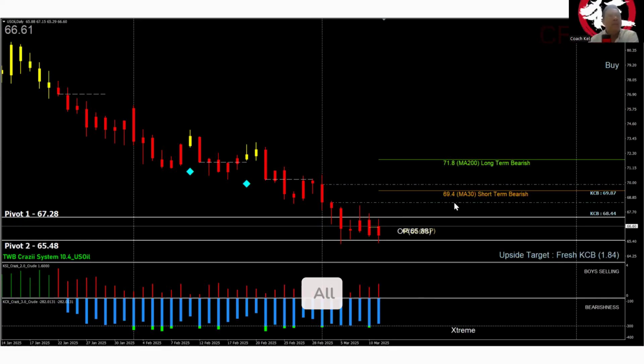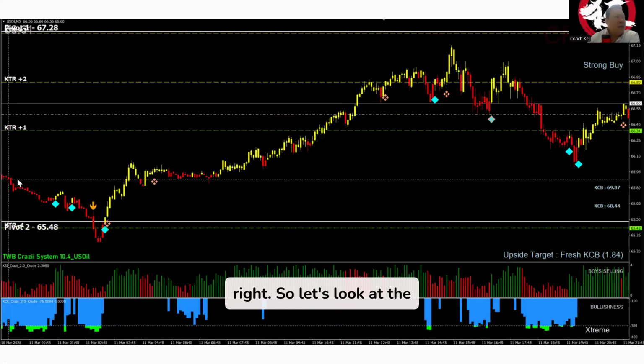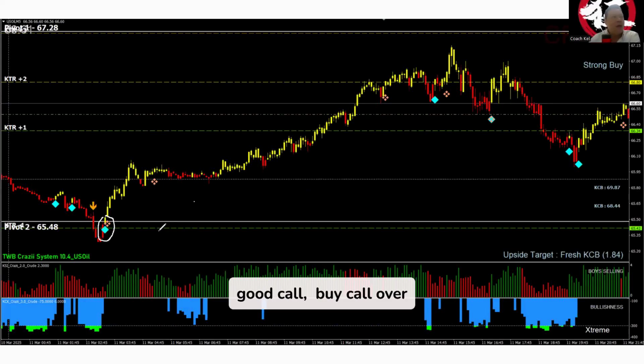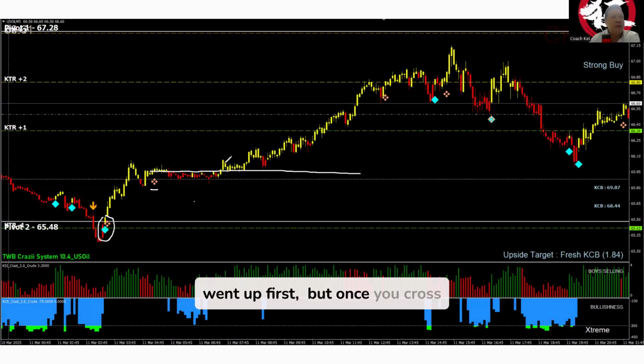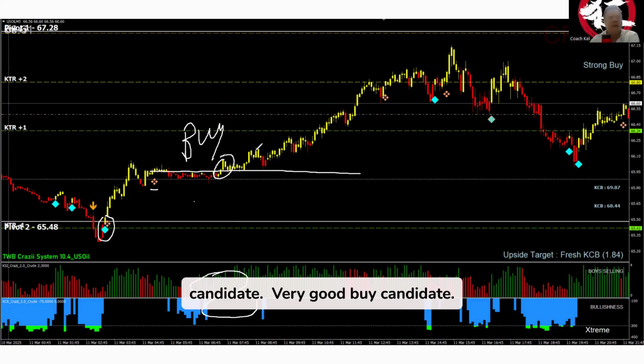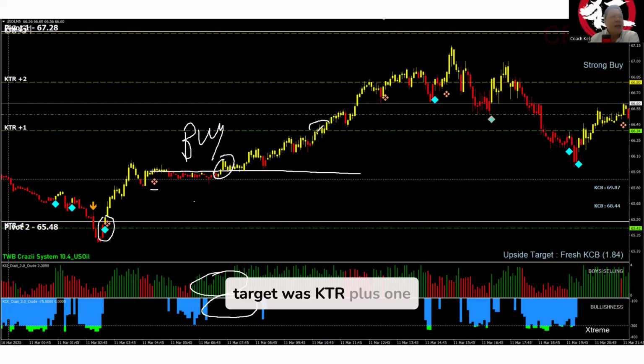Very, very important. All right, so let's look at the crude oil, and you can see here there's a double diamond. That was one good buy call over there. And then after that, a single four diamond, and then you draw the line and look at it, so beautiful. The market went up first, but once it crossed over the CCYR this time, the KSI has been green all the way. The KCX also black. So this is a very, very good buy candidate. The first target was KTR plus one, done. MLP, done. KTR plus two, done. You can see that?